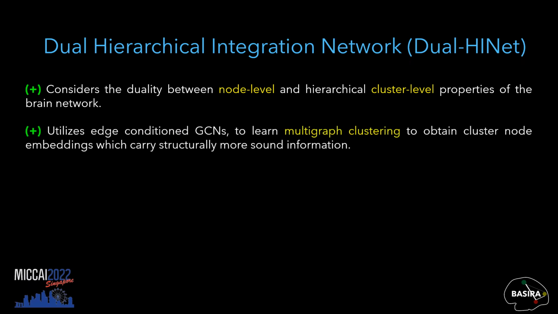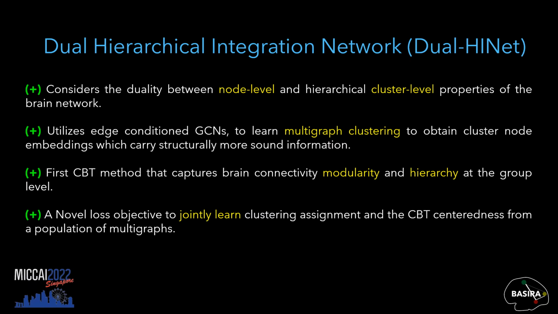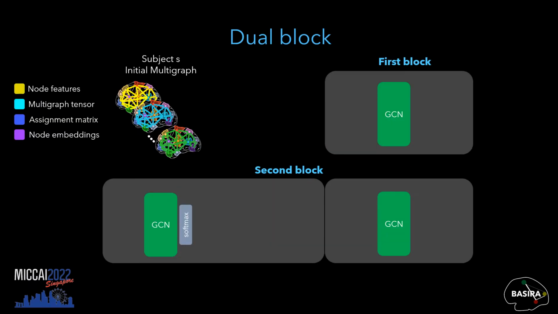It achieves this by dual blocks that utilize edge-conditioned graph convolution, where the second block uses a GCN that learns multigraph clustering in an end-to-end fashion. By doing so, it is the first CBT method to capture brain connectivity modularity and hierarchy at the group level. With a novel loss objective, clustering assignment and CBT centeredness is jointly learned. Now, let's see the GNN architecture itself.